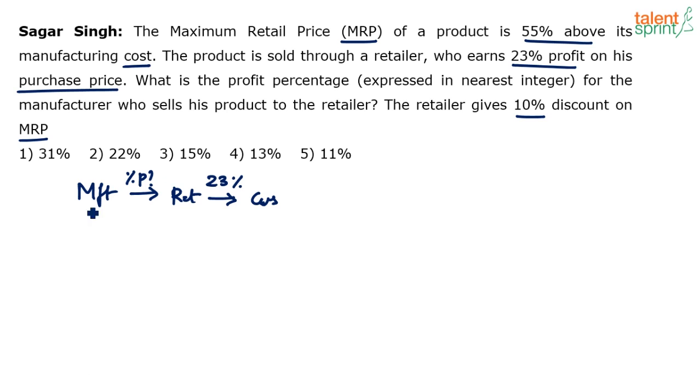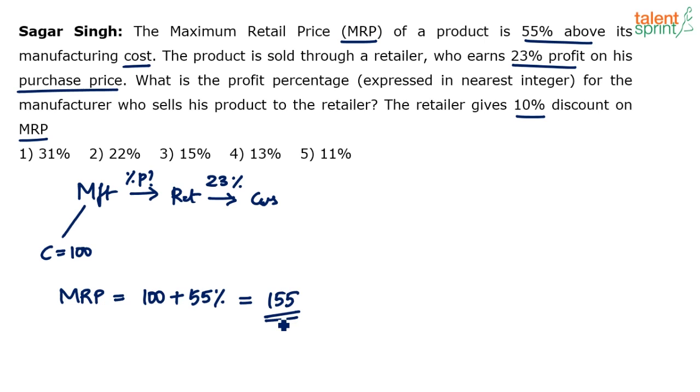Let us assume that the cost price for the manufacturer is 100 rupees. That means the article has been manufactured for 100 rupees. We know that the MRP is 55% above the manufacturing cost. So what will be the MRP? It is 100 plus 55% of 100. What is 55% of 100? 55. So 100 plus 55 is 155. So the MRP of the product is 155.